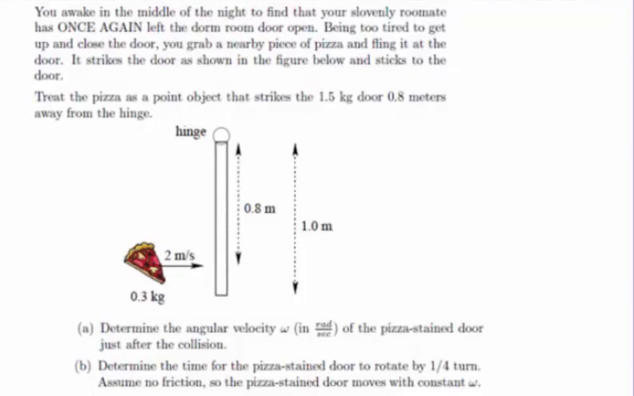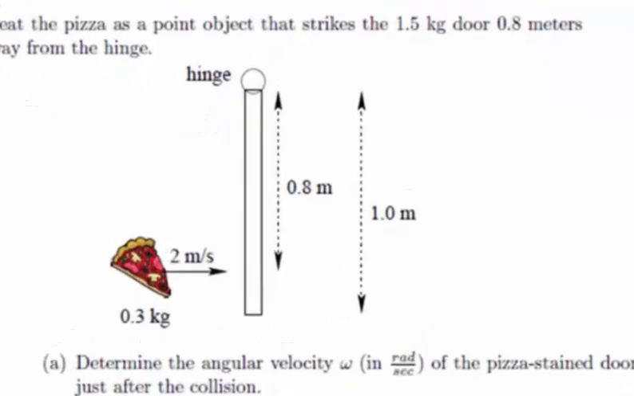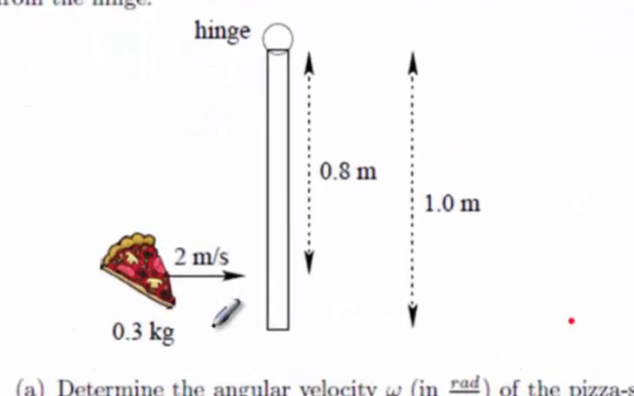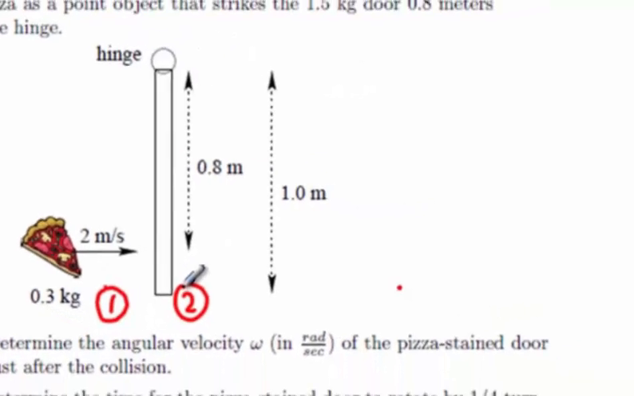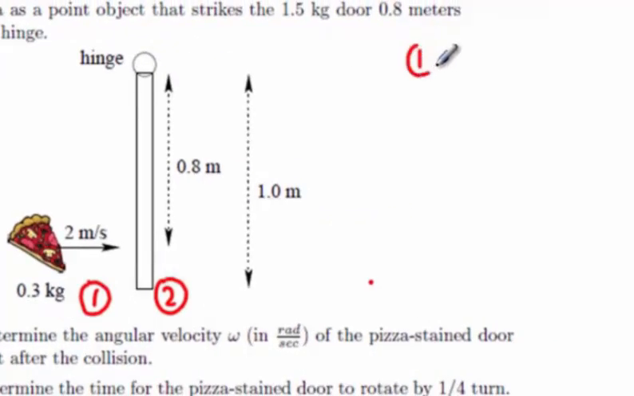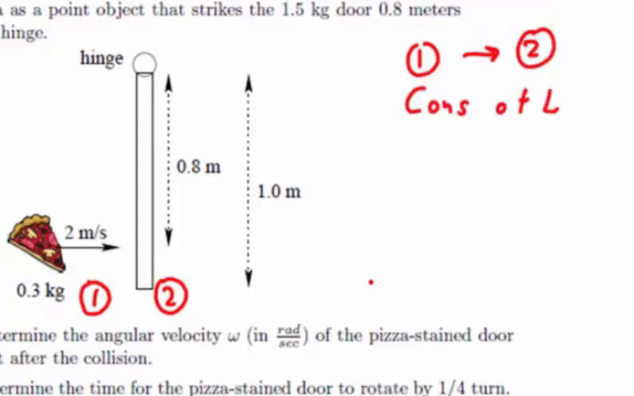To solve the angular momentum problem, we'll select two moments, and whenever we have a collision, these two moments will always be just before and just after the collision itself. Our plan is to connect moment 1 to moment 2 using the principle of conservation of angular momentum. As always, conservation of angular momentum will be realized by totaling the angular momentum at moment 1 and setting that total equal to the angular momentum at moment 2.